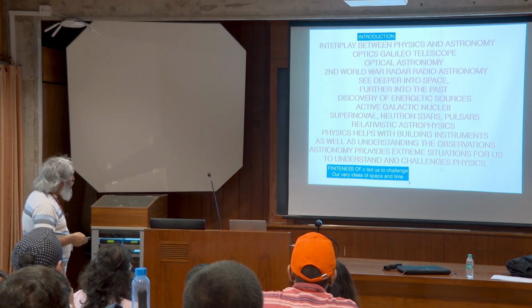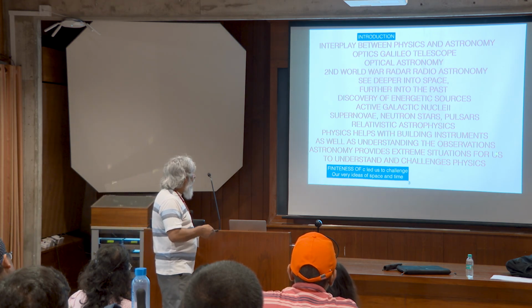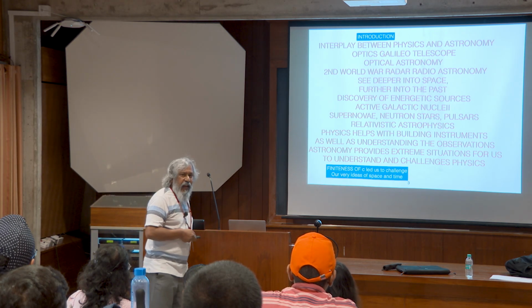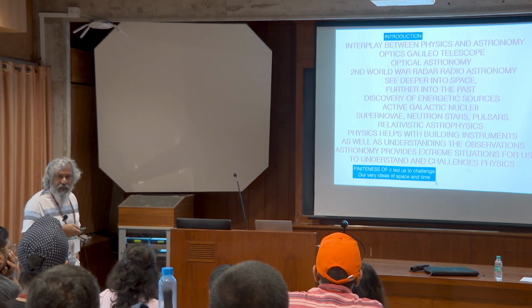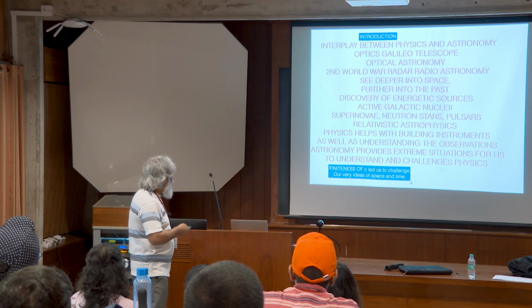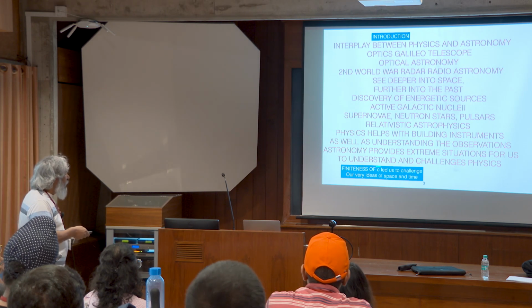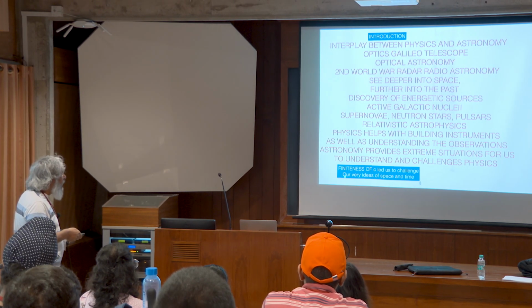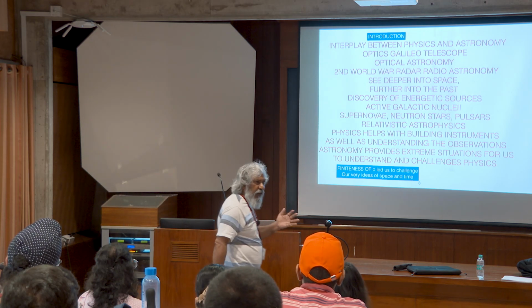And for physics, astronomy provides extreme situations for us, extremes of density and strong gravitational fields, which we are not able to get on the planet. On Earth, we don't find such strong effects. So we're able to test relativistic ideas using astronomy. The finiteness of c, the speed of light, led us to challenge our very ideas of space and time. And I want to go through the history of our ideas of space and time.